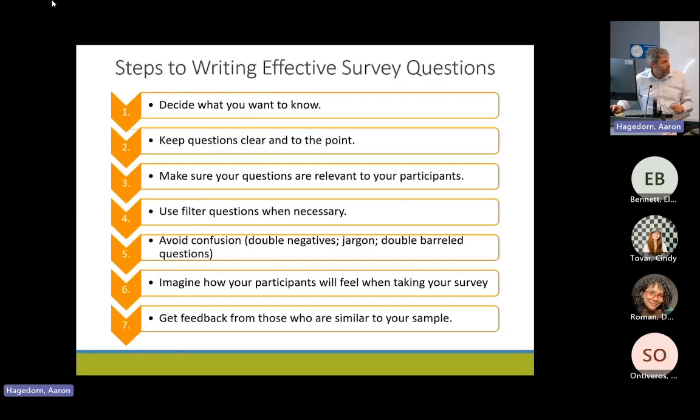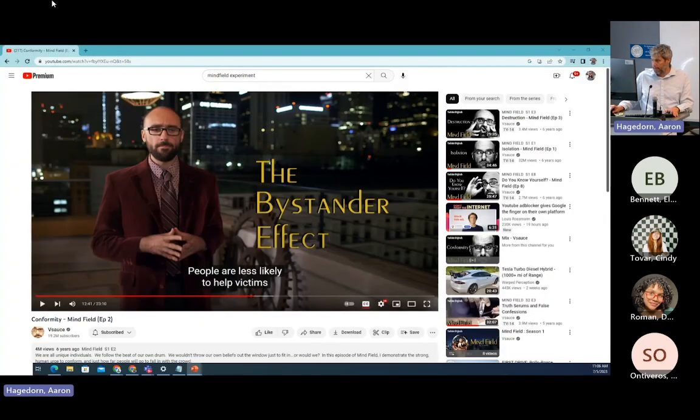So here on this slide, avoid confusion. Double negatives, you know what that means, two no's or two nots. Jargon is technical words. Double-barreled is asking two questions at once. And so when we design surveys, we pilot it, which means we test it out in a smaller group of people first, and we do our best to empathize with people taking a survey to get their perspective, and we try to get feedback from that sample group.